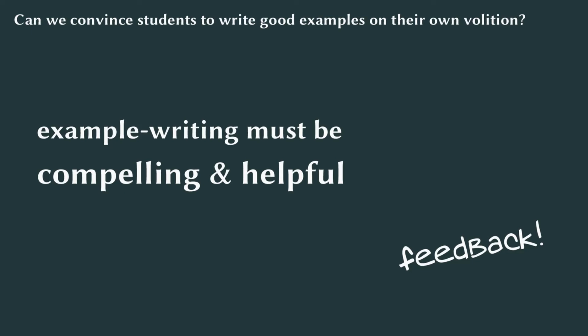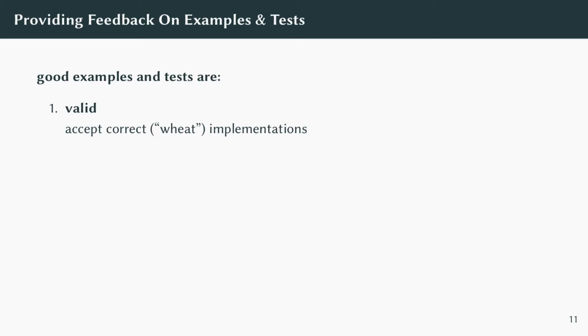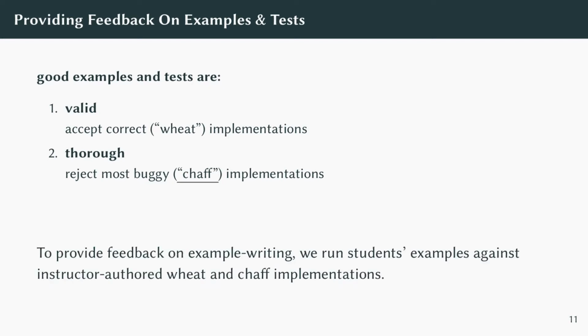We believe that if example writing can be made helpful and compelling, that students will do it well and on their own volition. To provide students with feedback, we observe that a valid suite of examples ought to accept correct implementations. We call these implementations the wheat. And a thorough set ought to reject buggy implementations. We call these implementations the chaff. If students could only trial run their examples against sets of wheat and chaff implementations, then they could evaluate for themselves whether their examples are valid and thorough.